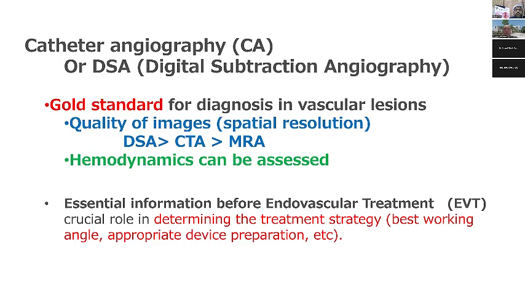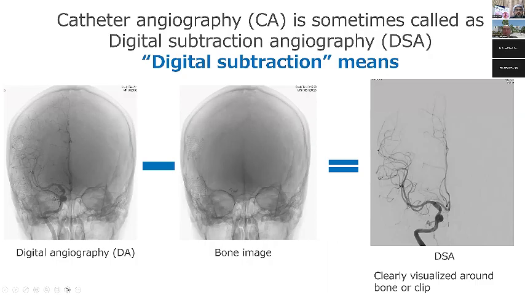Okay. Catheter angiography is sometimes called DSA, which means digital subtraction angiography. Here we subtract bone images from the initial digital angiography. The subtraction image results in a clear image. On the right side, you can see the bone is removed and there are clear images around the clips, while some bone is visualized on the left.